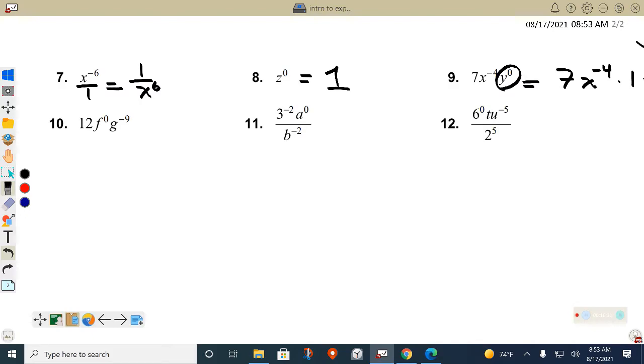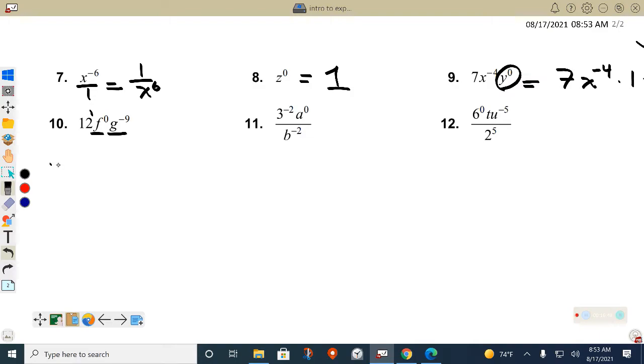Let's equal to 1. Wait, no. Never mind. I thought the 9 was a 0. Sorry, blind people thing. That's fine. So the only thing that's being raised to 0 power here is the f, and the g is being raised to negative 9 power. The 12 is being raised to what power? What's the 12 being raised to? 1. If it's not there, it's automatically 1. So the 12 is being raised to the first power.